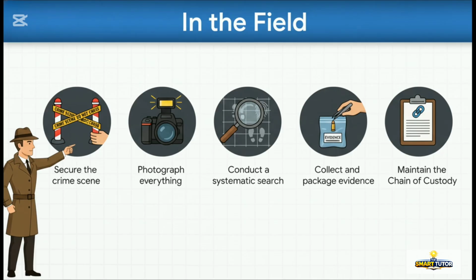First thing they do is secure the scene to make sure nothing gets contaminated. Then they photograph everything. I mean everything, before a single thing is moved. After that, they do a systematic search, and they collect evidence with incredible care. And maybe the most important part, they maintain what's called the chain of custody. Think of it as a diary for the evidence, an unbroken log of every single person who has handled it. That one document is absolutely vital to make sure the evidence can actually be used in court.